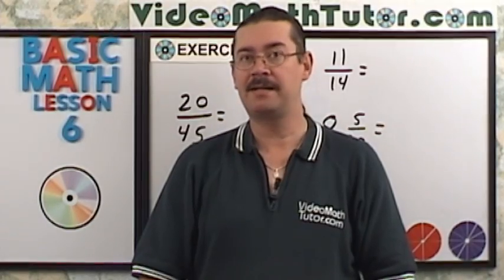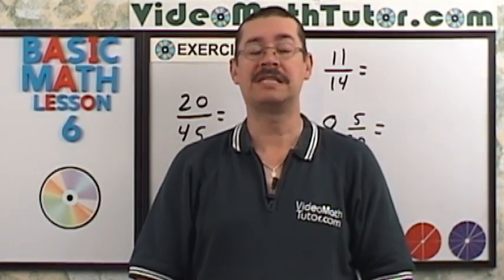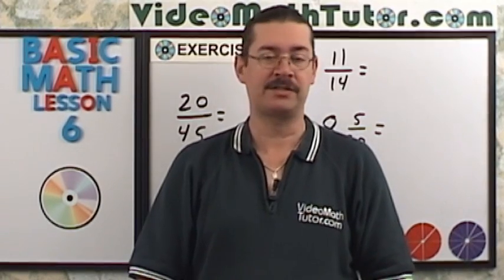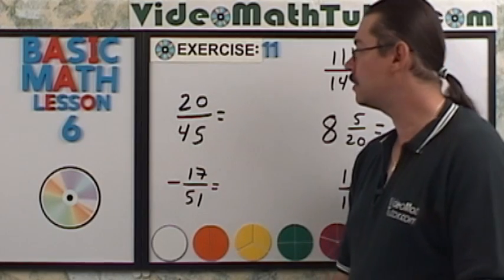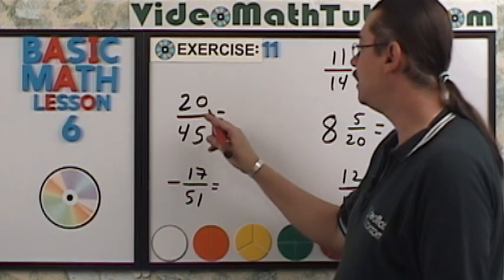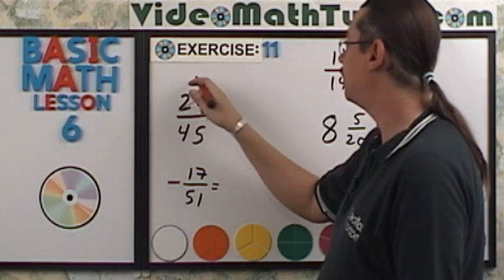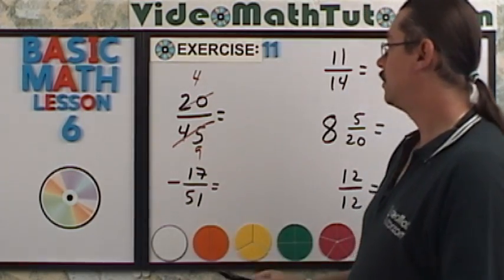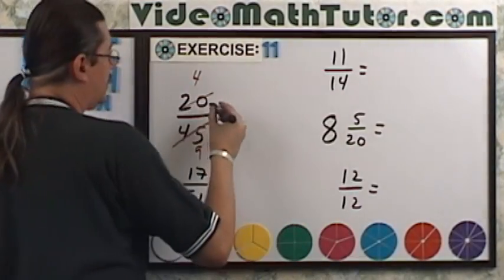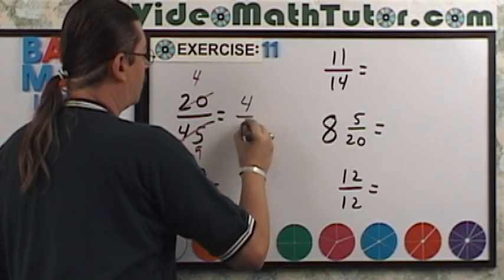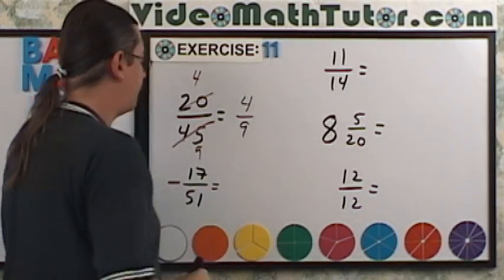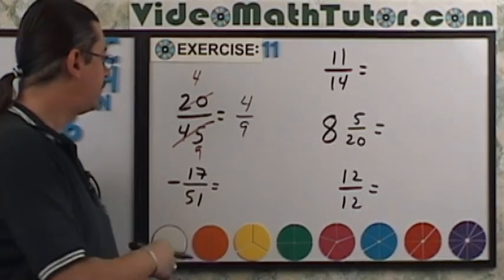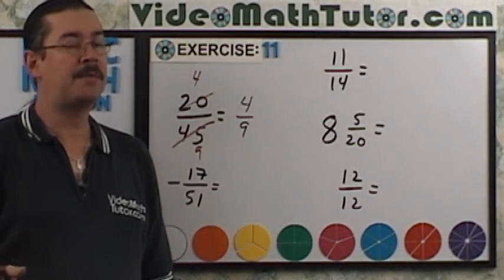For exercise 11, I want you to take some time to simplify all the fractions listed. Well, for the first one, I noticed there's a 5 in each, so I can divide by 5. I'm going to get 4, divide by 5, I'm going to get 9. So to reduce this, I'm going to get 4/9.